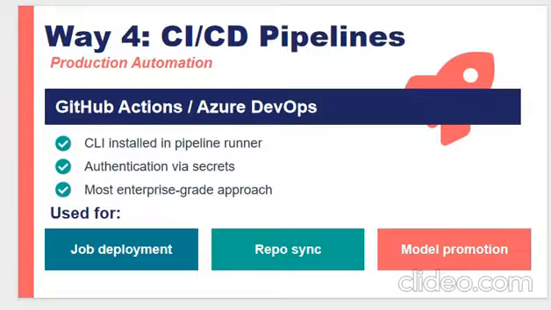Method 4 is for CI/CD pipelines. It is for production automation, GitHub Actions, and Azure DevOps. CLI is installed in the pipeline runner. Authentication is via secrets, and it is the most enterprise-grade approach. This is used for job deployment, repository sync, and model promotion.